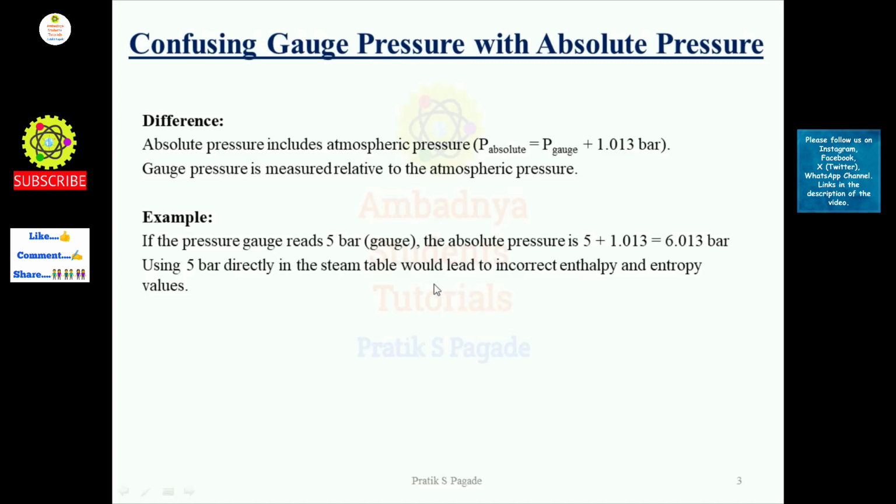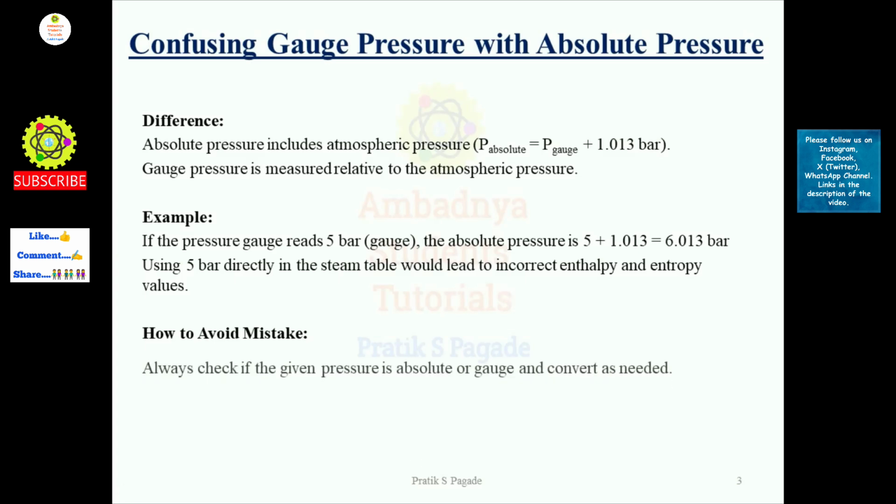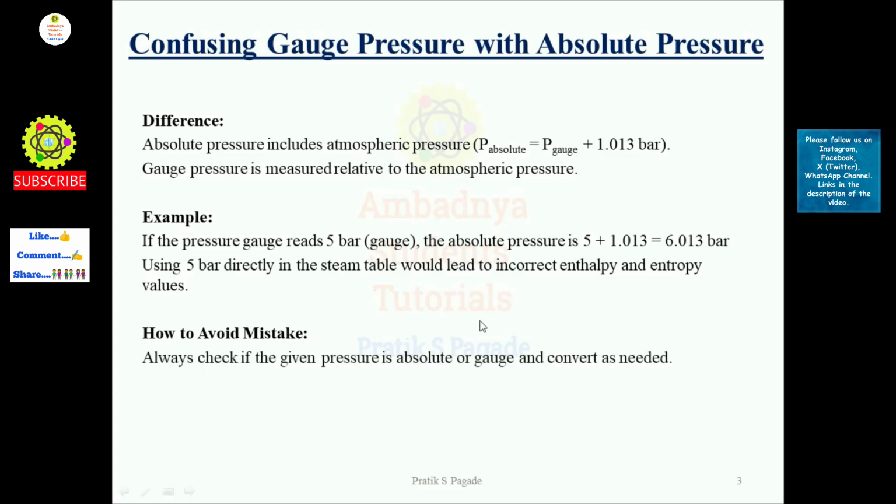So we need to always check what pressure is given in the question. If it is given as gauge pressure, then we need to convert it into absolute pressure. Okay, so see how to avoid this mistake. Always check if the given pressure is absolute or gauge and convert as needed as per the steam table.